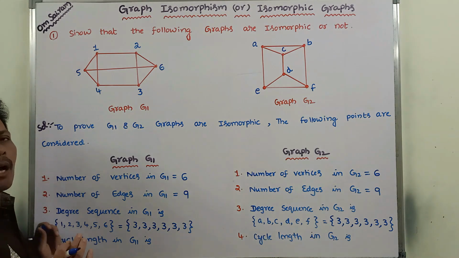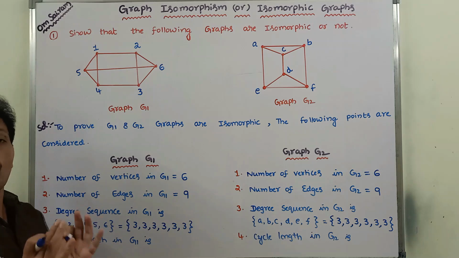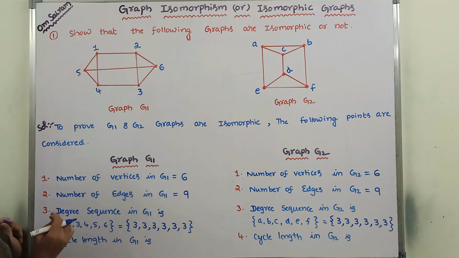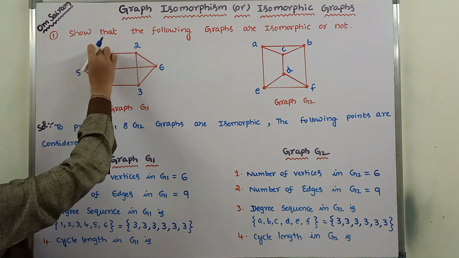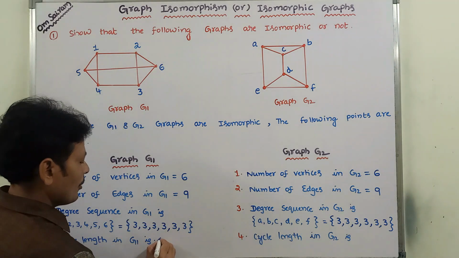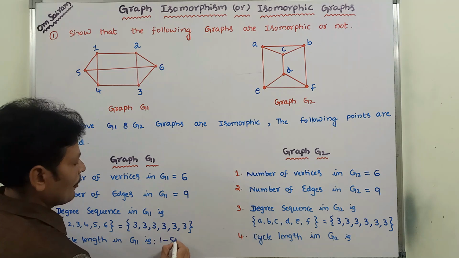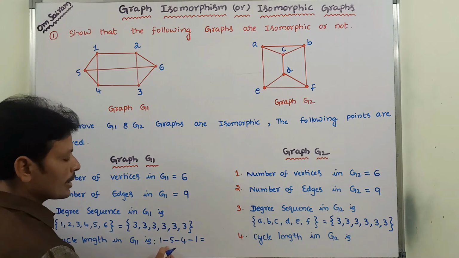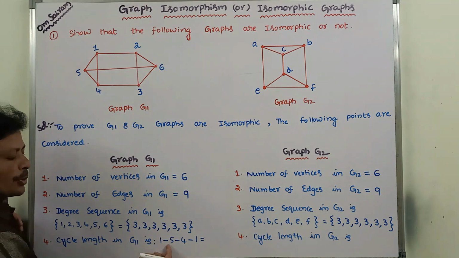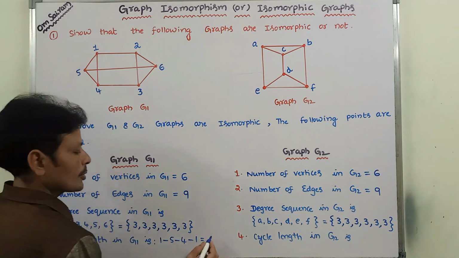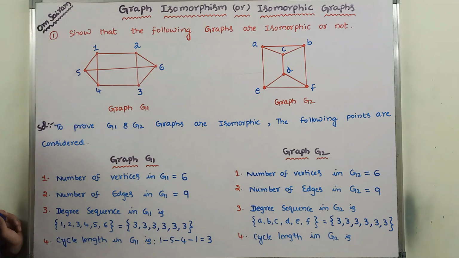Next one, cycle length in G1. Here we have to consider the smallest possible cycle length in graph G1. What is the smallest possible cycle length in graph G1? So 1 to 5, 5 to 4, 4 to 1. How many edges are present in that cycle? 1 to 5 is one edge, 5 to 4 is one edge, 4 to 1 is one edge. So the cycle length is 3. Okay, this is the smallest possible cycle length.